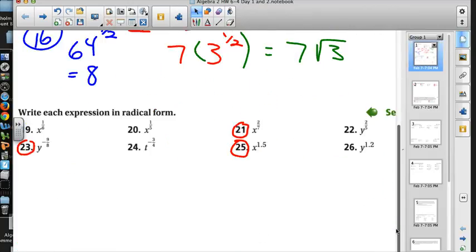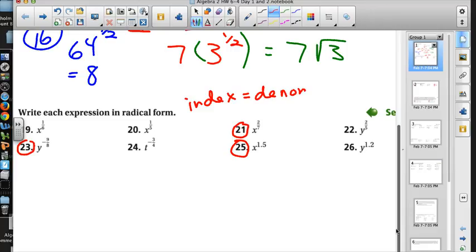Coming down here, we are supposed to write each expression in radical form. So again, here's the key: index equals denominator. That index piece, remember, is what we use for the denominator of the fraction. So in this case, we would have the 7th root of x squared, and that's because that 7 is the denominator.